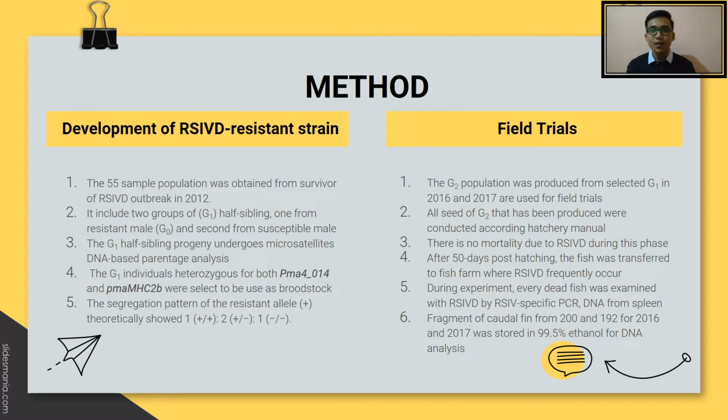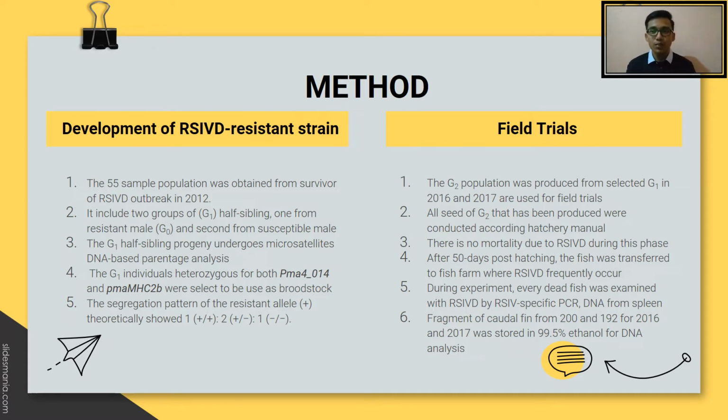As for the field trial, the G2 population produced from selected G1 in 2016 and 2017 was used for field trials. There was no mortality due to RSIVD during this phase. However, after 50 days post-hatching, the fish were transferred to a fish farm where RSIVD frequently occurs.